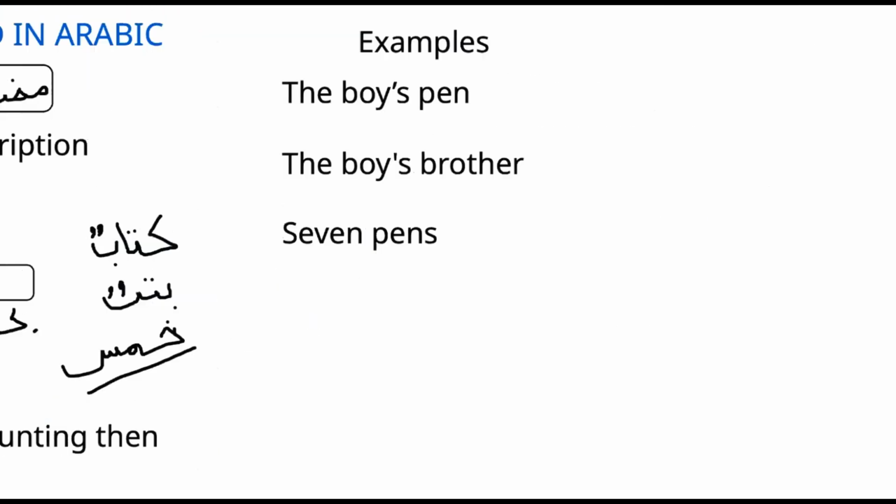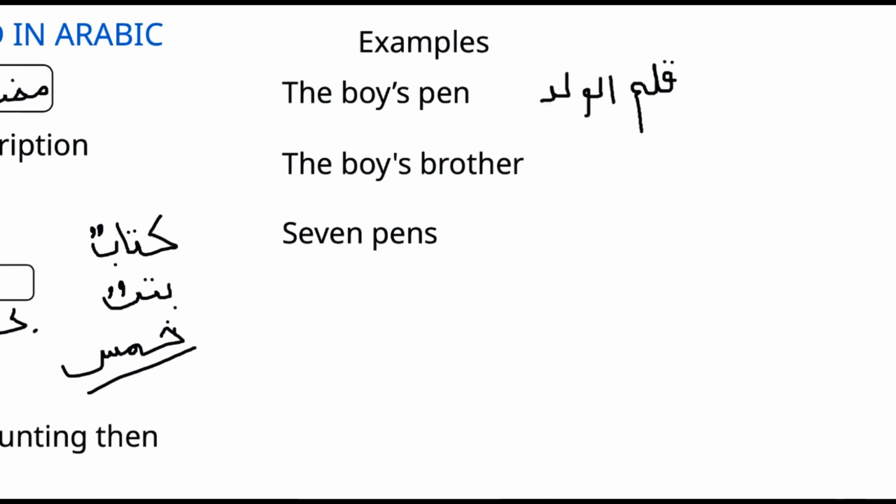Now, how do we say the boy's pen? Pen in Arabic is qalam. So if you didn't know, just take note of it. Qalam, okay. And boy is al-walad. Now, there is no haraka on it, there's nothing on it, so you're not going to apply our rules here.